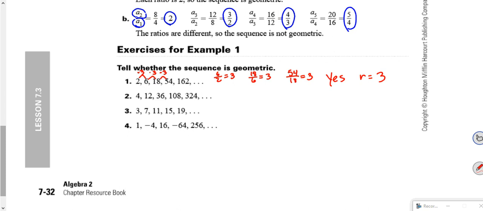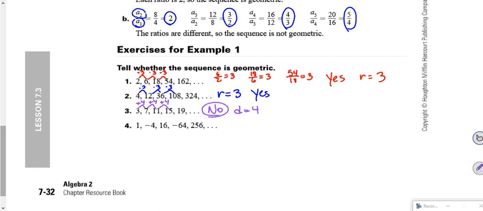Same thing here with the next one. 4 times 3 is 12. 12 times 3 is 36. 36 times 3 is 108. So I think we can safely say that my R is 3 again, and that's a yes. Okay, the next one, is there a multiplier that I use to get from one term to the next? No. This would be plus 4 if you see that. 7 plus 4 is 11. 11 plus 4 is 15. So this is a no, and in this case, it would be an arithmetic sequence, and my common difference would be 4.